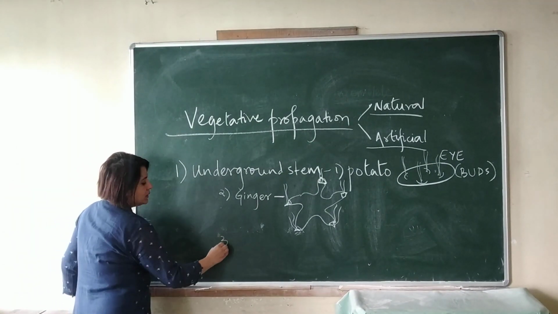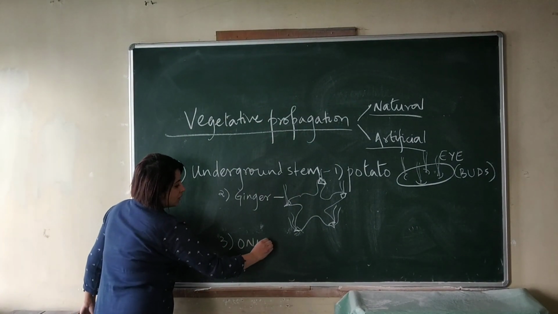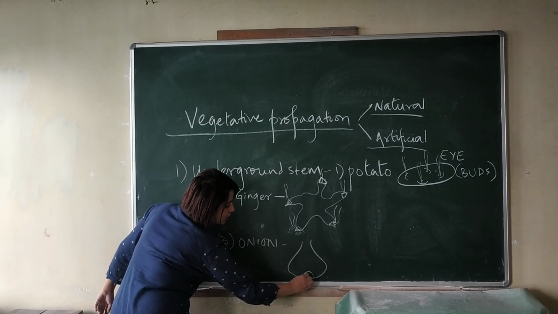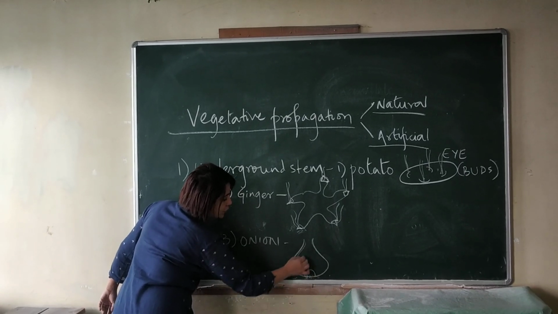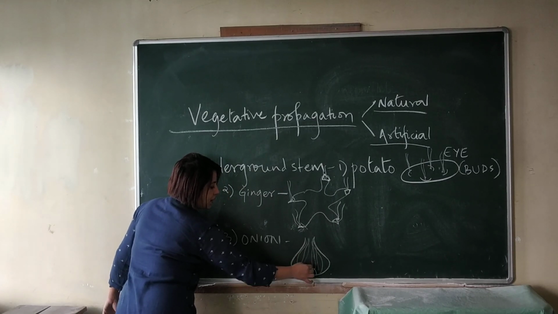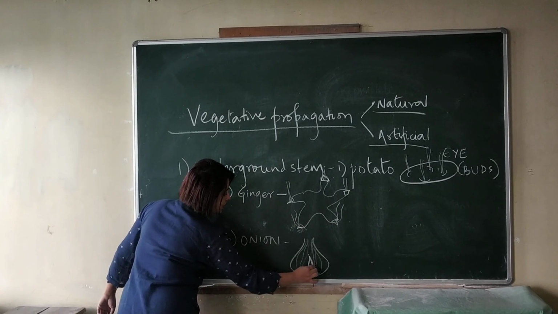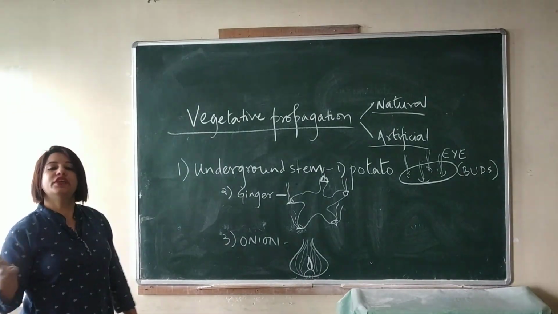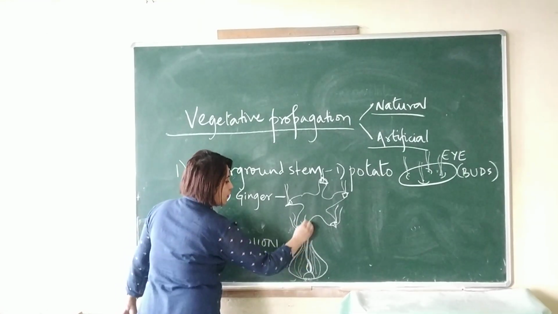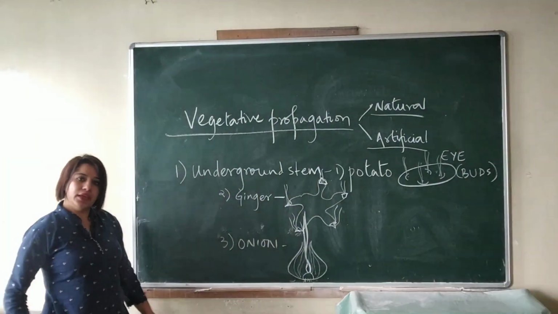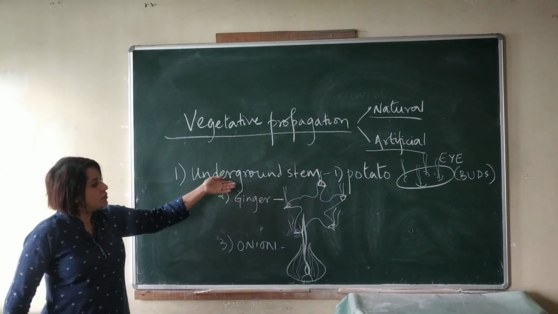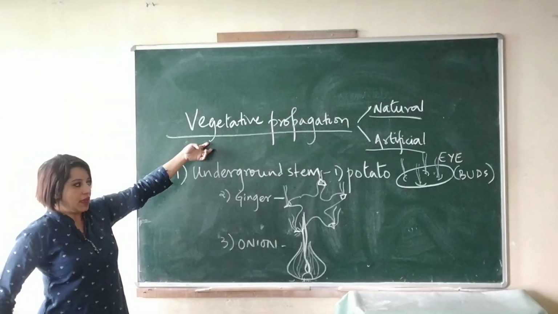A third example is onion. Everyone has seen an onion. These are actually the leaves, the fleshy leaves, and in the middle you will find the bud. If you keep an onion for a long time, you must have seen that green shoots start growing from this bud. So from this bud a new plant starts growing. So these are natural methods of vegetative propagation.